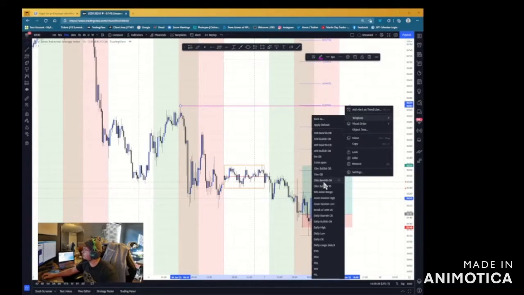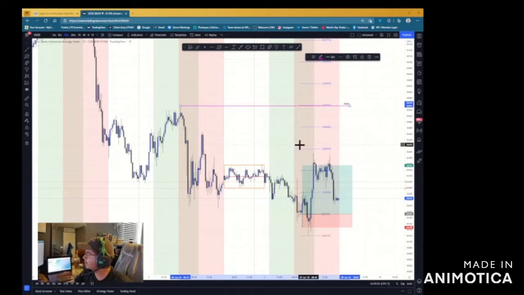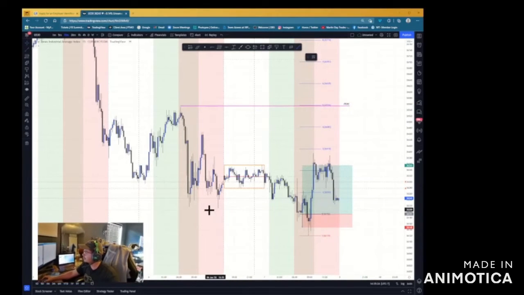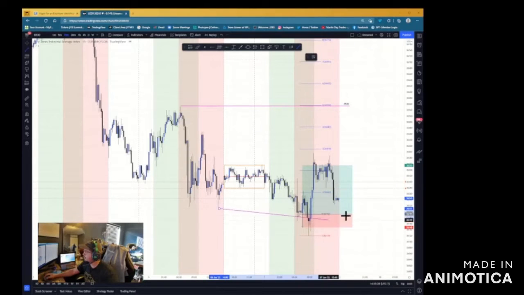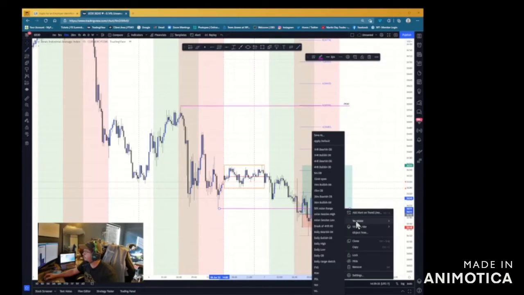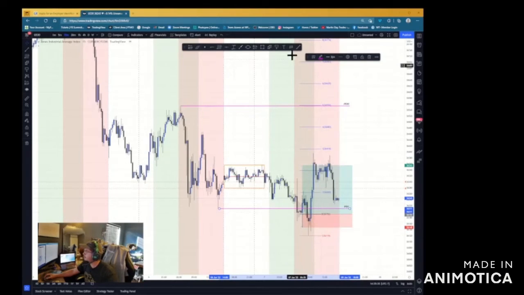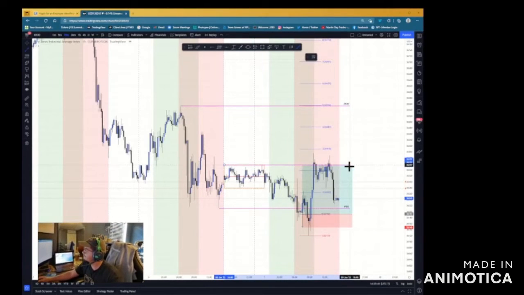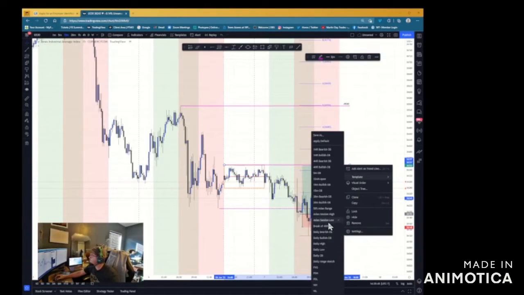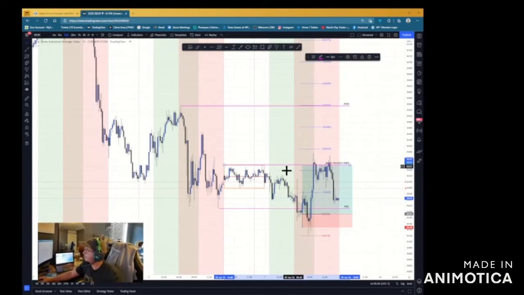PDL, PDH: previous day high, previous day lows. It was targeted right here. Okay, mark that up. Previous day low. Asian session high, mark it up. This is going to be the Asian session low.